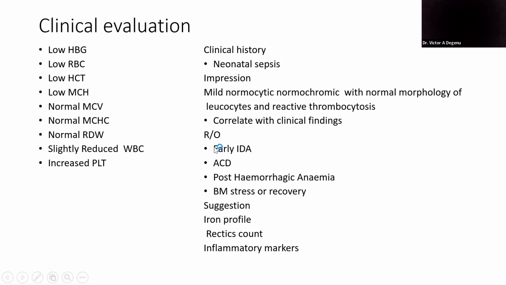So in order to rule out early iron deficiency or ACD and all these things, you do an iron profile to see whether ferritin is correct, transferrin is correct, and other ones. Then you look at your reticulocyte count. Reticulocyte count will determine whether there's some amount of compensation for low HB, low RBC, and all those things. Then again, you do your inflammatory markers, that is CRP and ESR, to confirm or to rule out what your suspicion is all about. Okay?